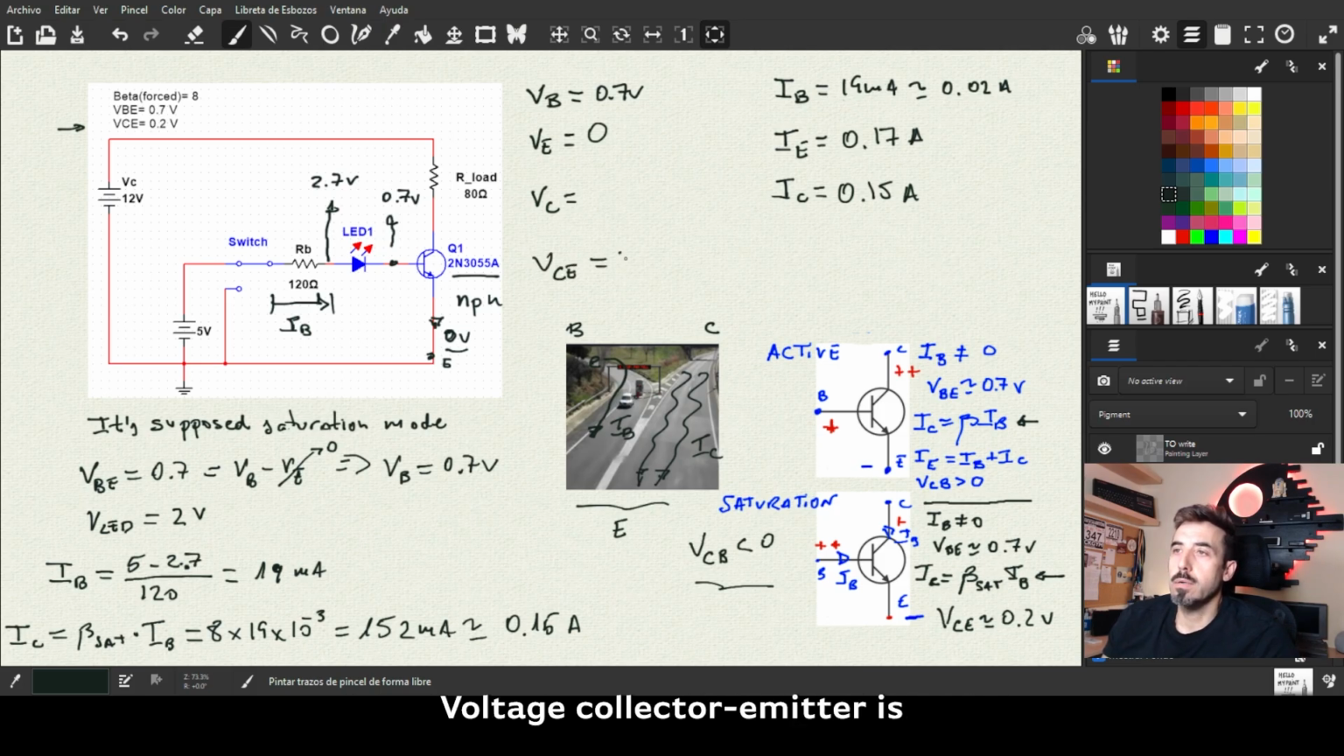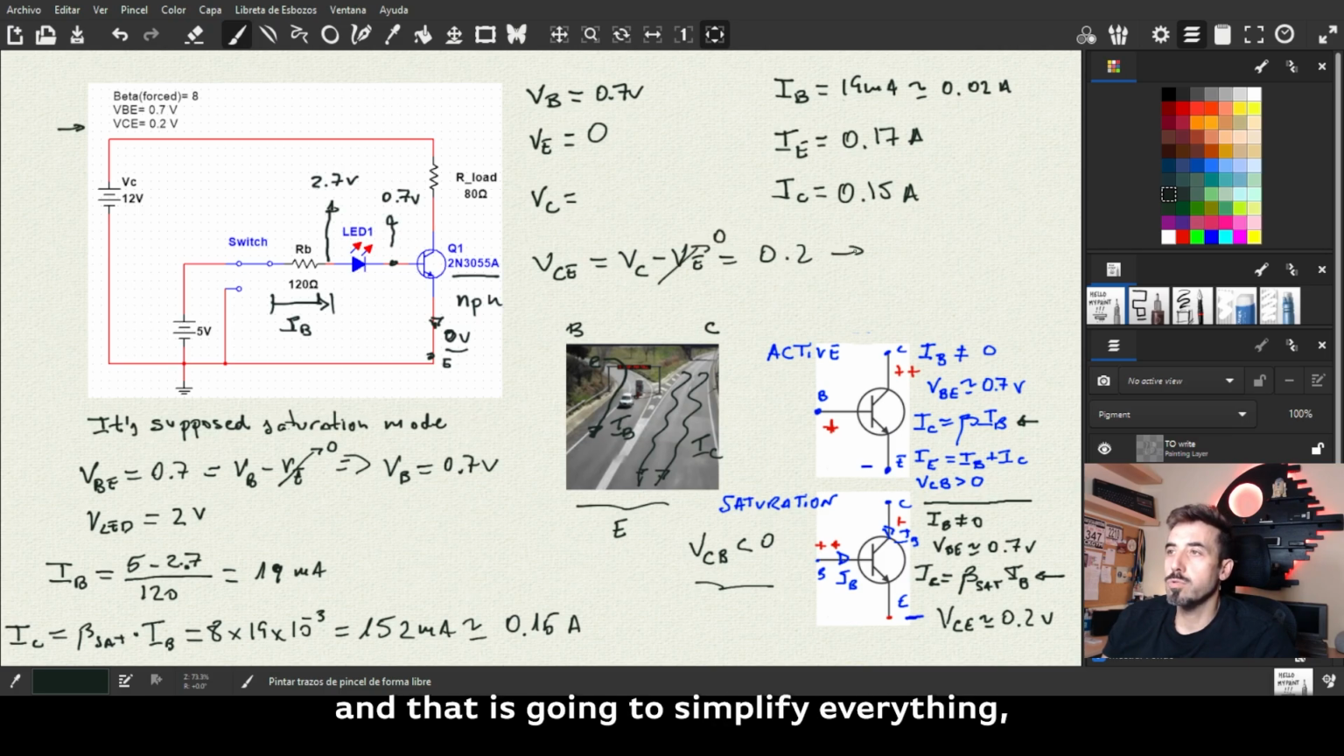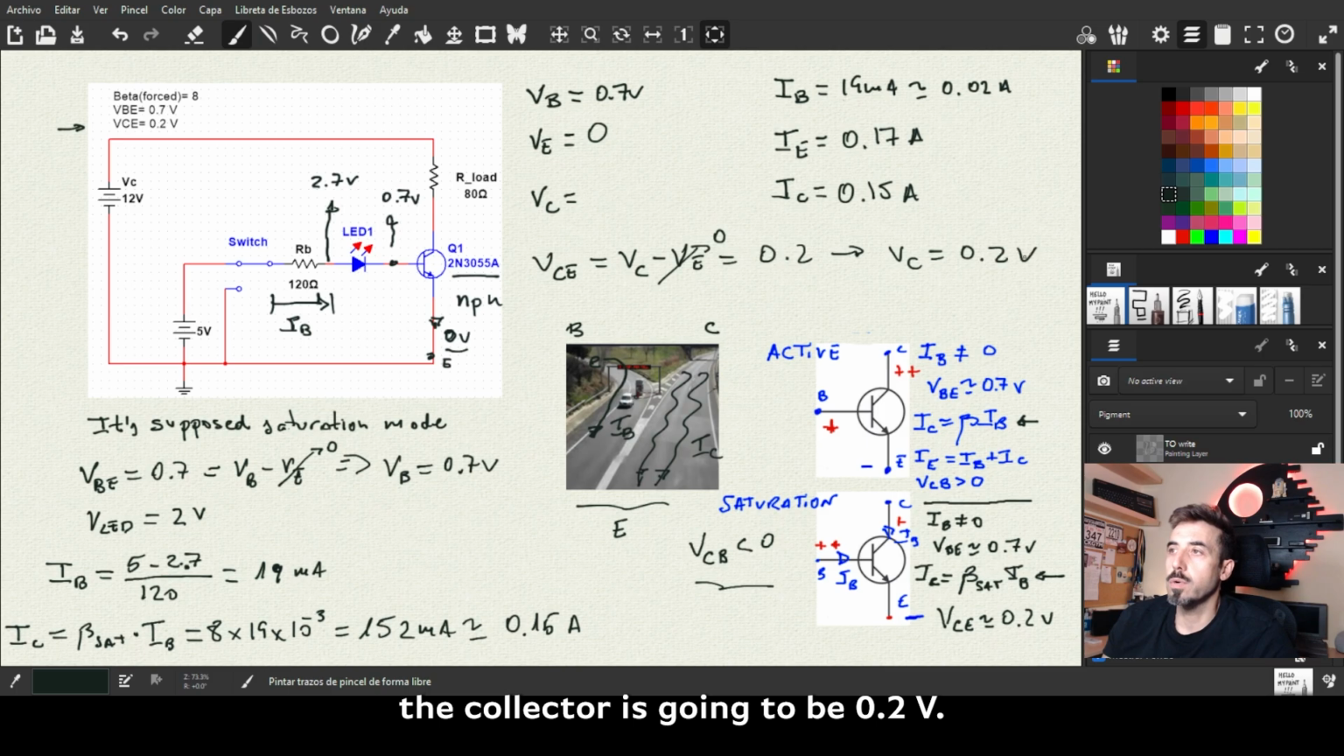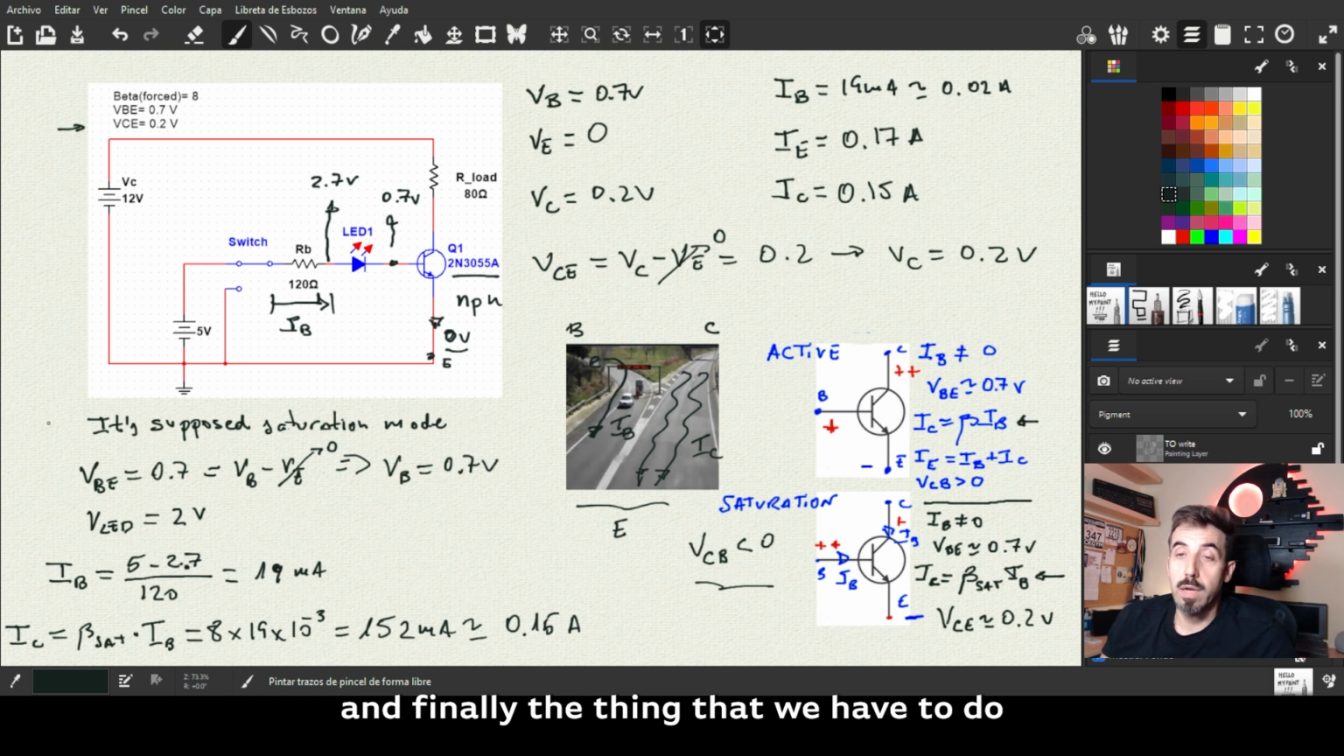Voltage collector emitter is the voltage at the collector less the voltage at the emitter, but we know that this is 0.2. Again, the voltage at the emitter is 0, and that simplifies everything, because the voltage at the collector is going to be 0.2 volt. So 0.2 volt here, we know everything.